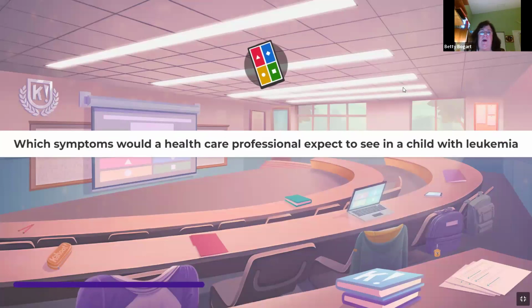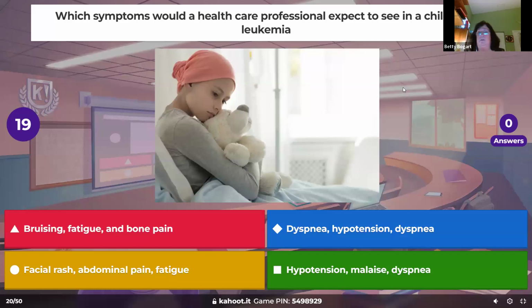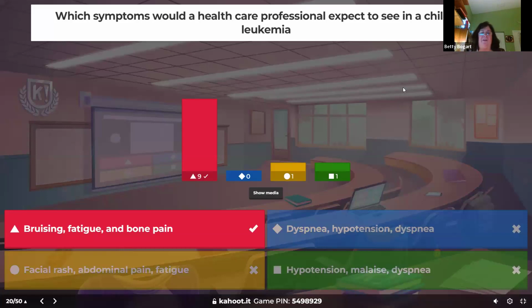Which symptom would a healthcare professional expect to see with a child with leukemia? It was like my girl next door. Today that girl is a PhD in psychology from the University of Miami. So she did okay after having leukemia as a teenager. Bruising, fatigue, bone pain, classic signs. Very good.